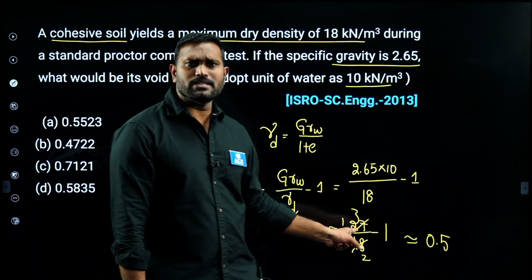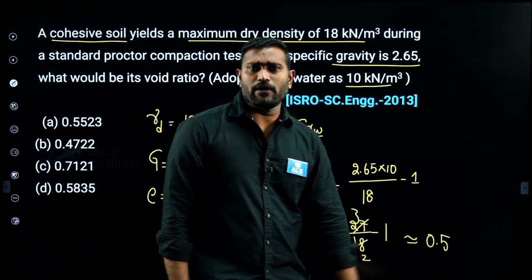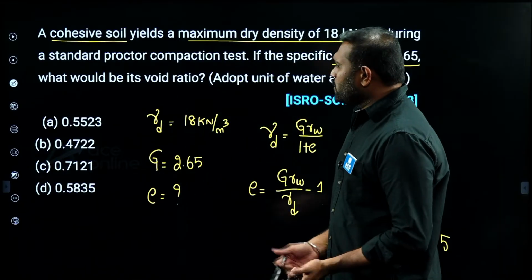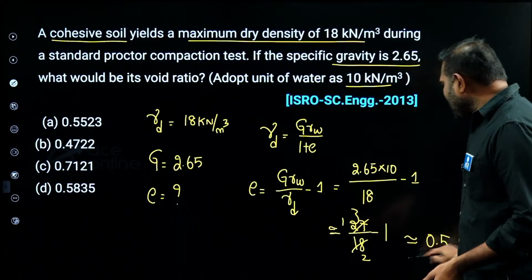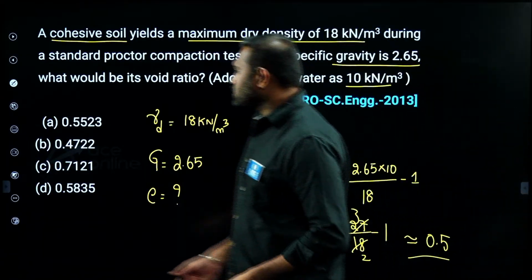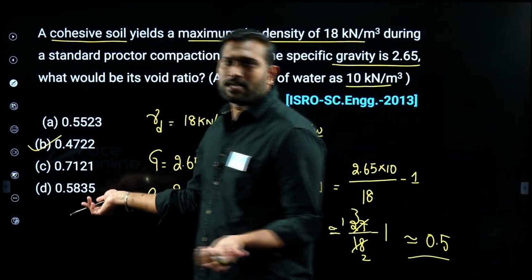No, it is less than 27. The answer should be less than 0.5. See the options? Whatever the option that is less than 0.5, that's going to be the answer. So if you see, the correct answer is option B.